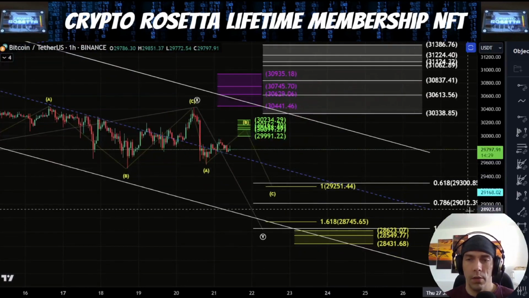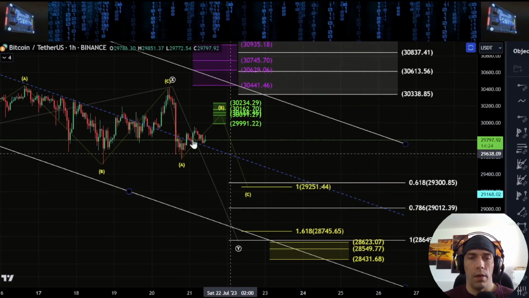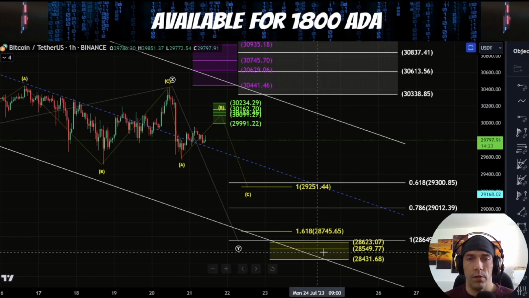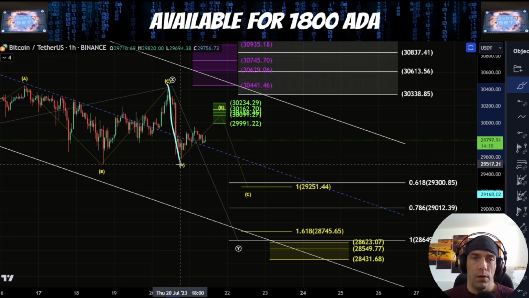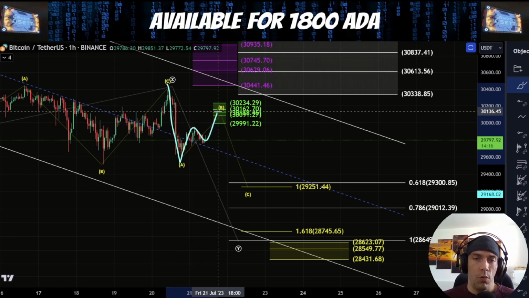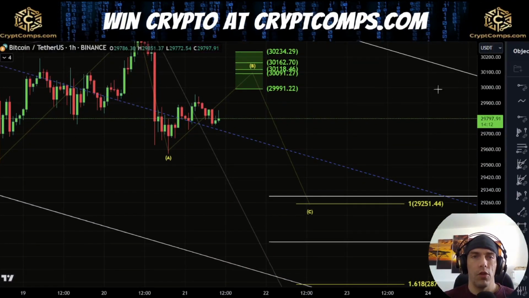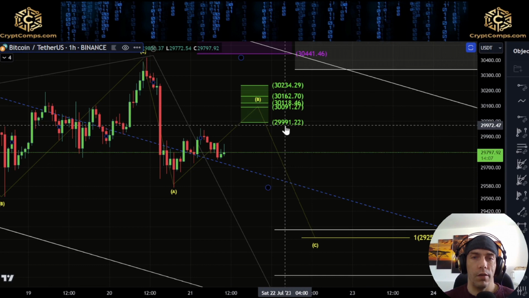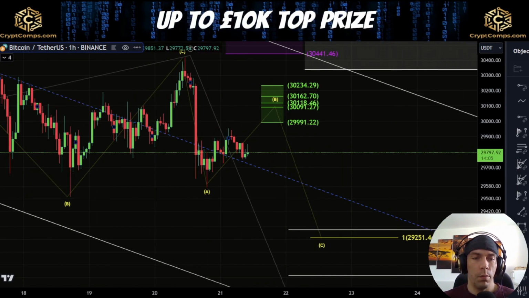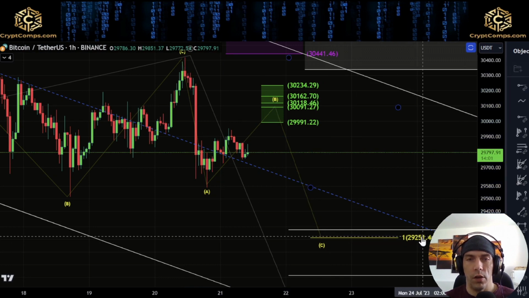Now, if we're looking at this as a Y wave to the downside, effectively what we'd be looking for is a B and a C pattern. So given the current structure here, what we have is a five-wave move down. What I'm looking for is whether this move actually faces rejection here, and then we look to continue down. Our typical rejection area would actually be this 30,234 to this 29,991, which would be looking then for the possibility of a move to the downside towards this 29,251.